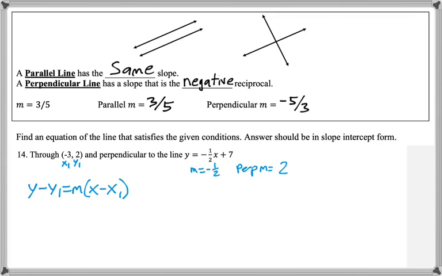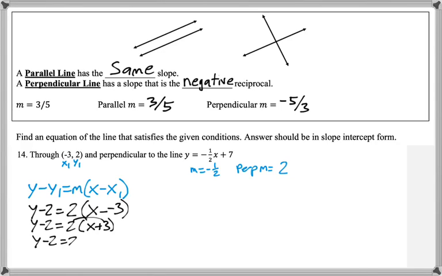So I have y minus 2 is equal to 2 times x minus negative 3. So let's get rid of that double negative. And then I'm going to distribute the 2. And then add 2. So y is equal to 2x plus 8 is my final answer.